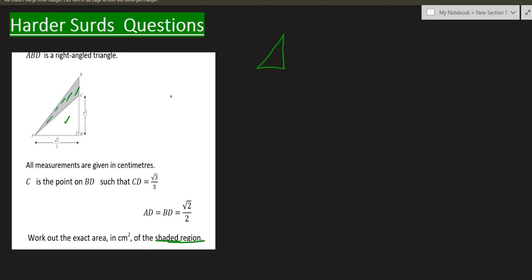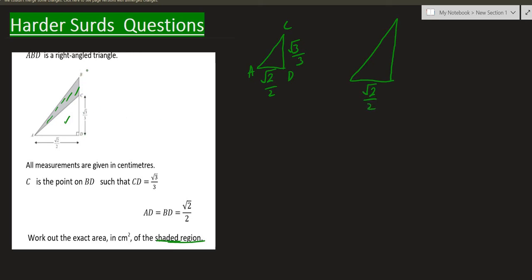The sides of this one are A, D and C. This is going to be 3 root 3, and this is going to be 2 root 2. We also have one big triangle, so I'm going to write it down over here. The side is going to be the same, 2 root 2.